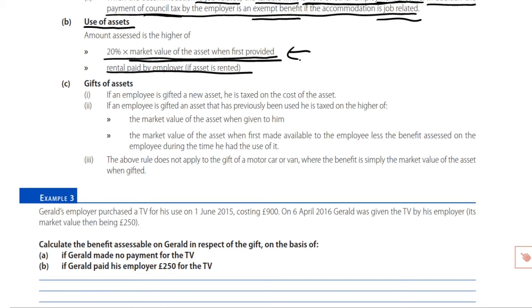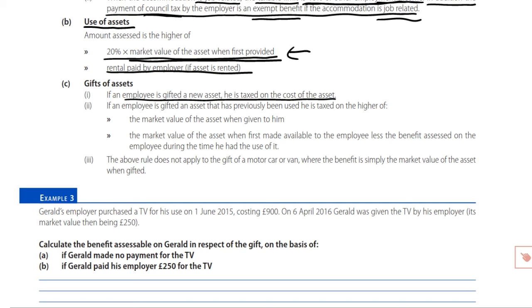First situation, probably not one that you'd see because it's too easy. And that is, if an employee is gifted a new asset, he's simply taxed on the cost of the asset. So the employer buys a sofa costing £1,500 and then gives that immediately to the employee. The assessable benefit, quite obviously, is the cost of the sofa, £1,500, just as if the employee had gone out and bought it himself. £1,500 would be the assessable benefit.